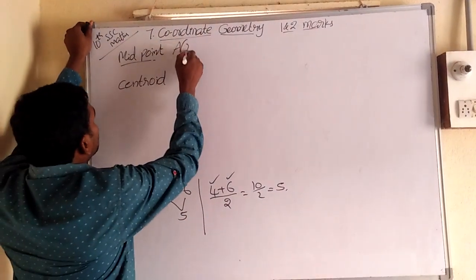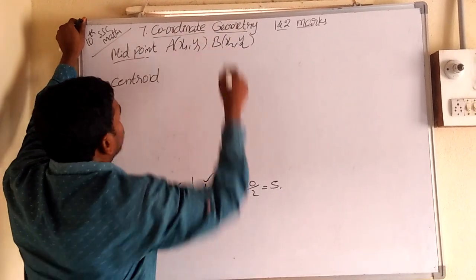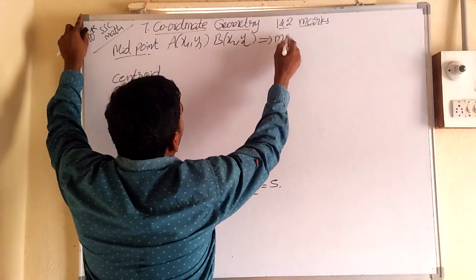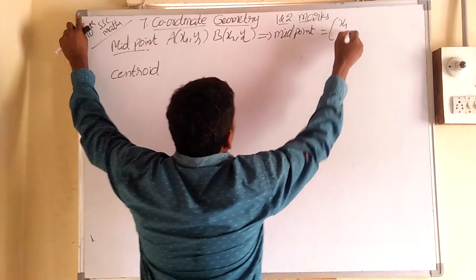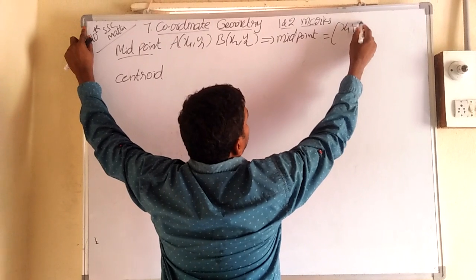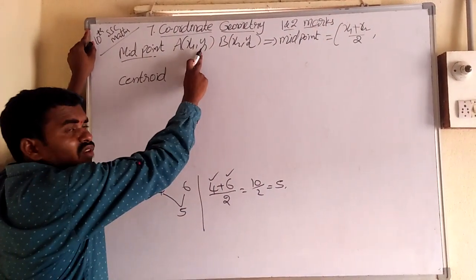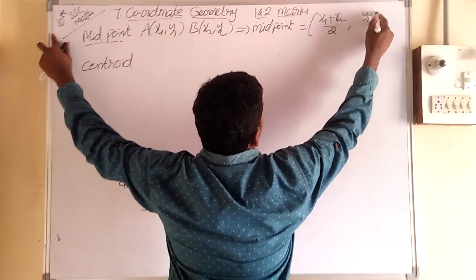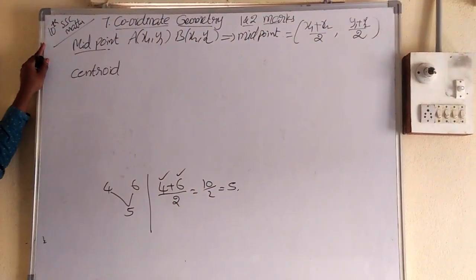Similarly, if A is a point (x1, y1) and B is a point (x2, y2) of line segment AB, then the midpoint of AB equals: in the first coordinates, x1 and x2, so (x1 plus x2) by 2, comma, and in the second coordinates, y1 and y2, so (y1 plus y2) by 2. This is the formula for midpoint.